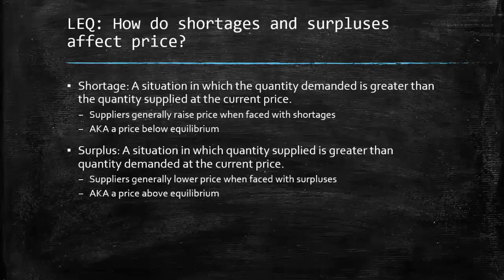Now, the way a free market takes care of shortages is that suppliers will raise the price when faced with shortages, and we'll do some graphic examples in a moment. A shortage is when the price is below the equilibrium price. Now, a surplus is a situation in which the quantity supplied is greater than the quantity demanded. In general, a surplus means there is too much stuff. Publix has a surplus of milk, so they put it on sale. They lower the price when faced with surpluses. A surplus generally happens because the price is above equilibrium.